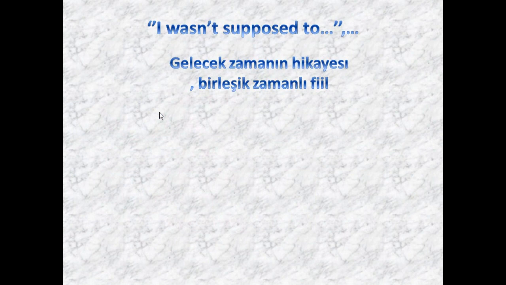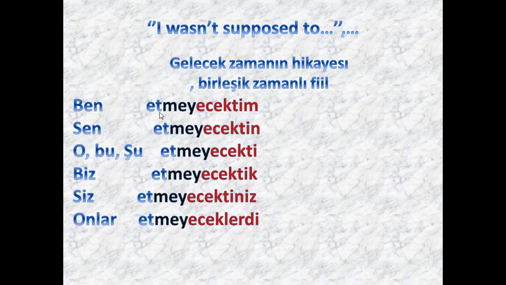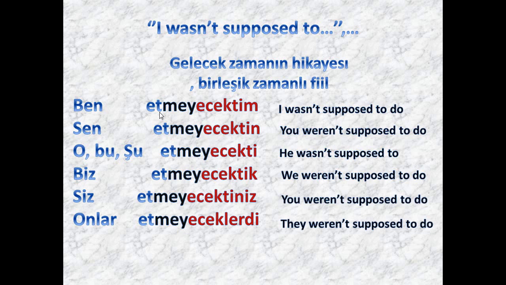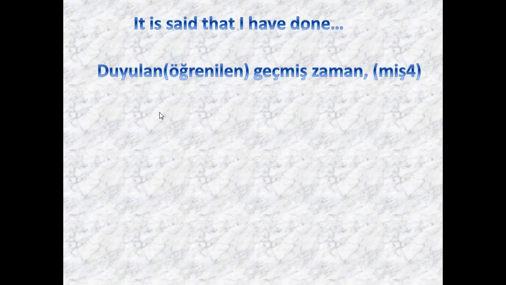So, the negative form of it, here we have the suffix of may. Etmeyecektim, etmeyecektin, etmeyecekti, etmeyecektik, etmeyecektiniz, etmeyeceklerdi.